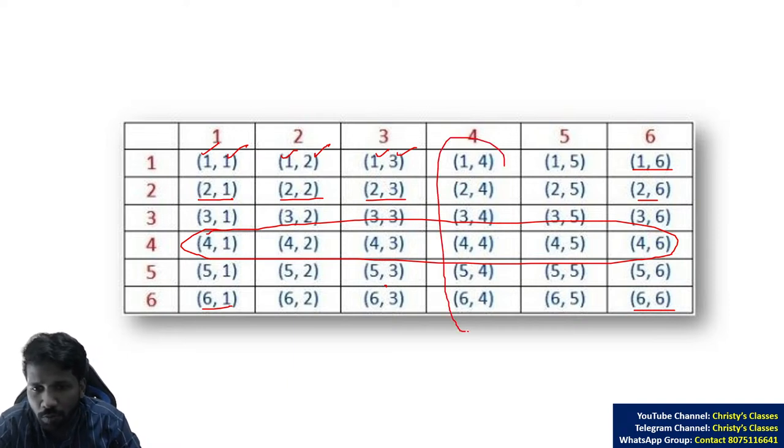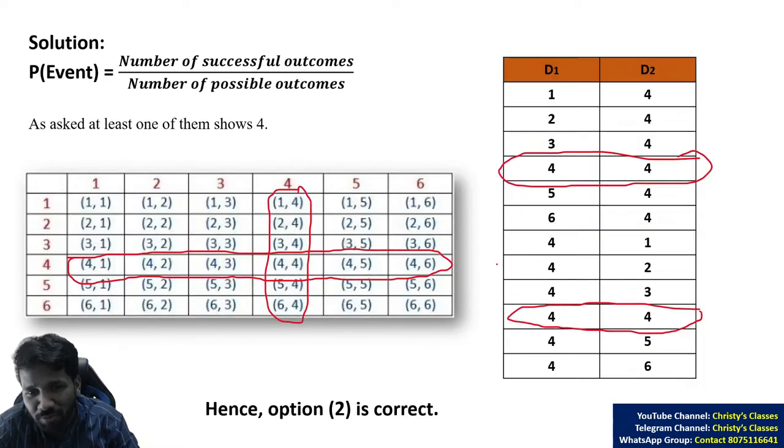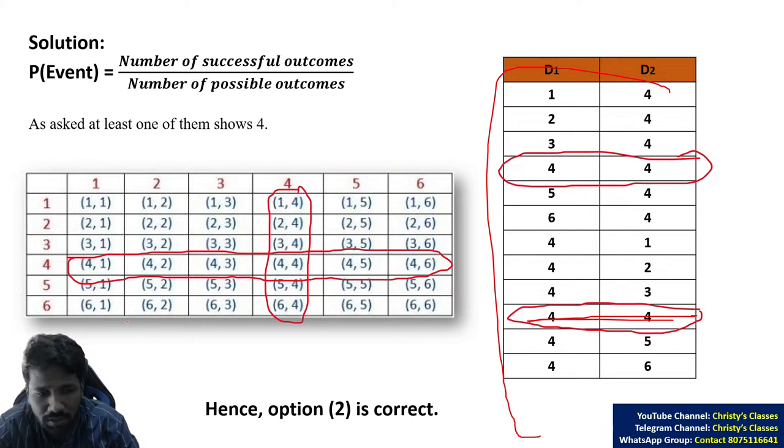Then 1, 4, 2, 4, 3, 4, 4, 4, 5, 4, 6, 4, these are also okay. 4, 4 in the second is also okay. So how many total required outcomes are there? Not 12, 11, because 4, 4 is counted in both. It should only be counted once, that means 11 outcomes. Don't count it twice. So 11 outcomes out of total outcomes. Probability is successful outcomes divided by total possible outcomes. 36 I already discussed, 6 into 6, fundamental principle of counting. So 11 out of 36, option B is the correct answer.